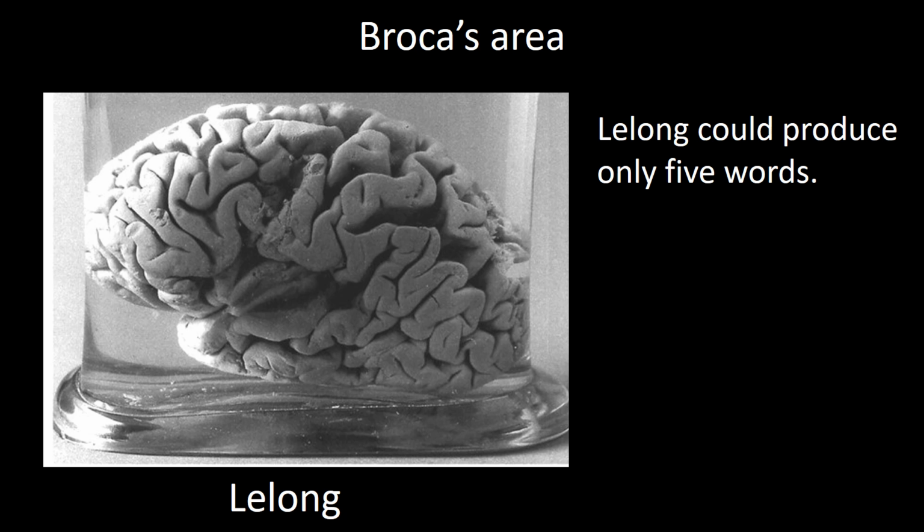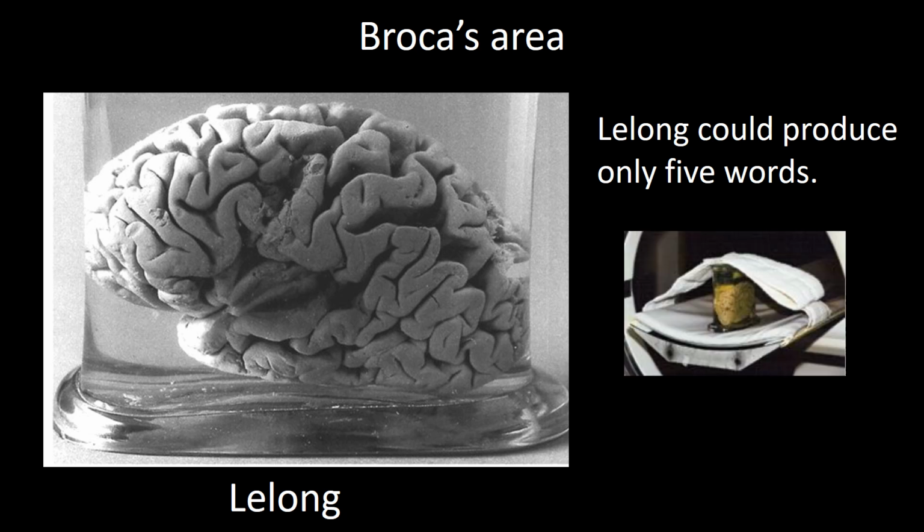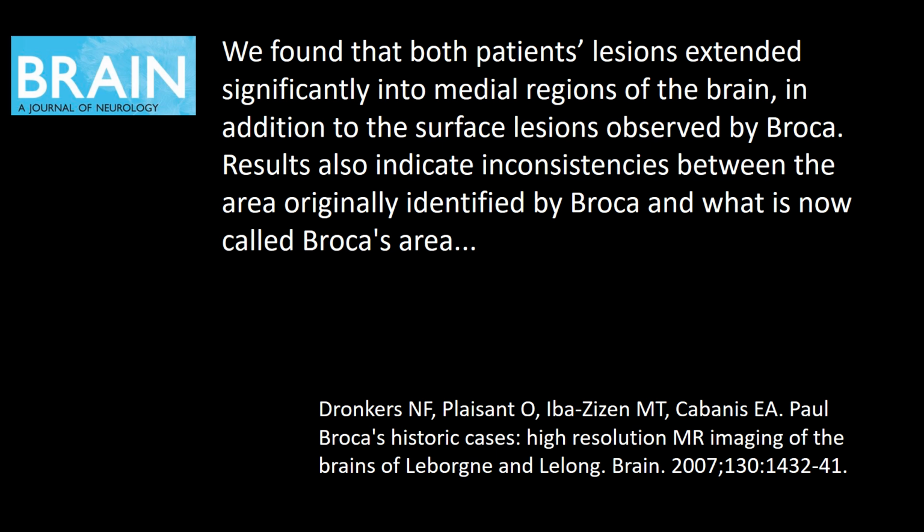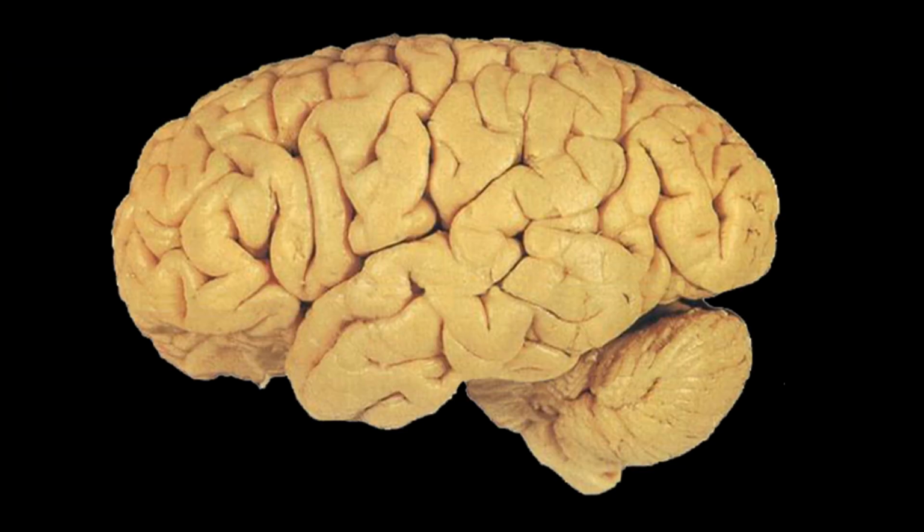This is the second patient that Broca used for the same description. This patient could only produce 5 words. An MRI of this second patient was done many years later. It revealed a significant discrepancy in localization between the area described by Broca and what we call Broca's area now. Here you can see a brain's lateral surface, and now I am pointing to the central sulcus.